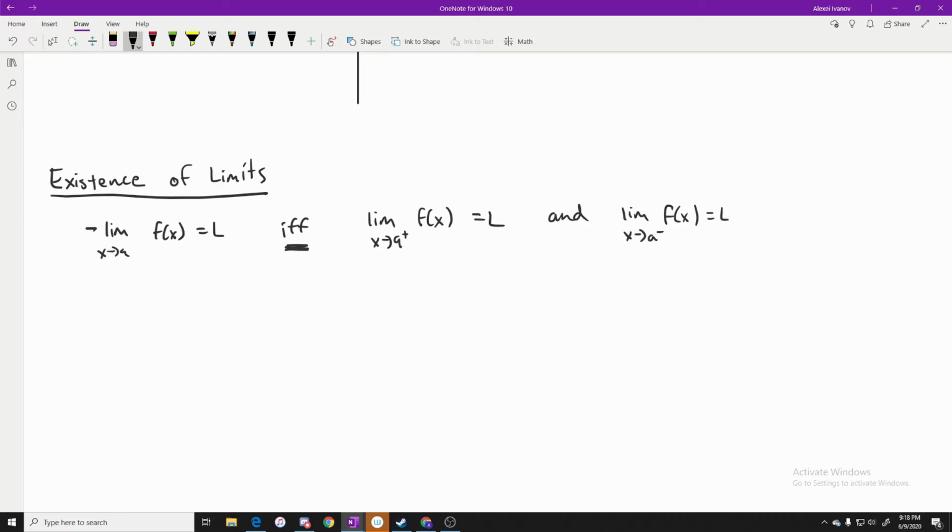So this limit right here will exist if the limit from the right side, the right-hand limit, and the left-hand limit both equal the same value of L. If they both equal the same value of L, then we can conclude that the limit at x equals a is also this value of L. Essentially what this means is that we must approach the same value from both sides.